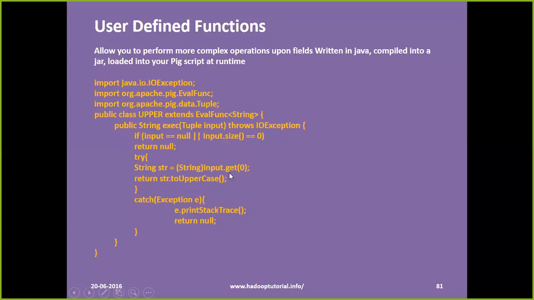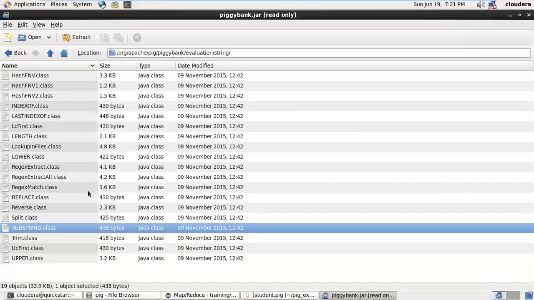Now to convert the first character to uppercase, you can similarly find methods on strings in Java. If you want to trim, you can call str.trim, then that will become the trim UDF. If you want to reverse, you could have called reverse. If you want lower, you could have called lower. If you want length, you could have called length. If you want index of, you could have called Java's index of.